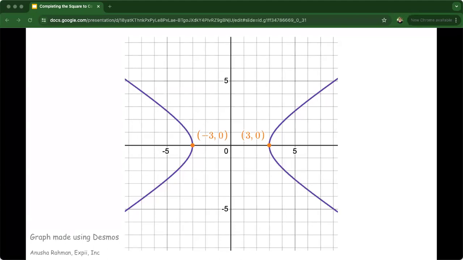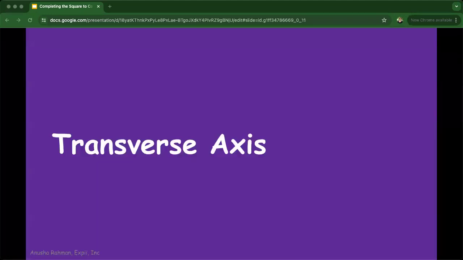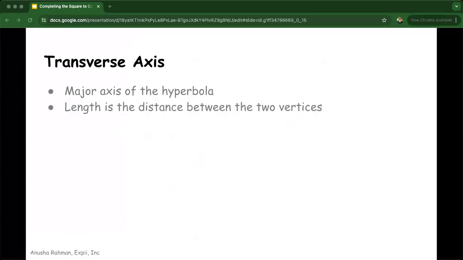I've labeled for you (-3, 0) and (3, 0) in orange. At the most basic level, the transverse axis gives us the width of the hyperbola. The transverse axis is the line segment that passes through the center of the hyperbola and is perpendicular to the line containing the conjugate axis.